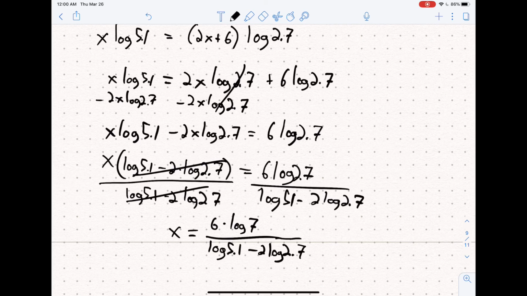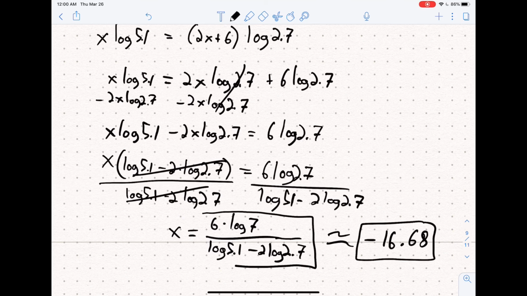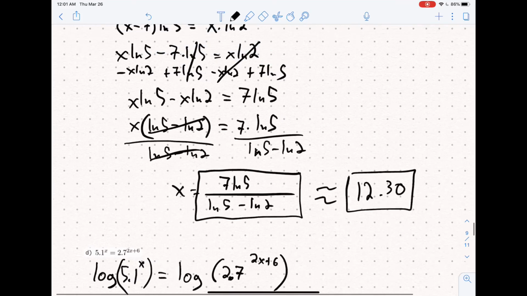Now, this is the exact answer, and of course, we can plug it into a calculator and get an approximate answer. The approximate answer is negative 16.68. That's rounding that off to 2 decimals. And if you want an exact answer, it's just this one here. Okay, this is our final answer for part D. Go ahead and take a look at part E, and we'll come back and do it together.